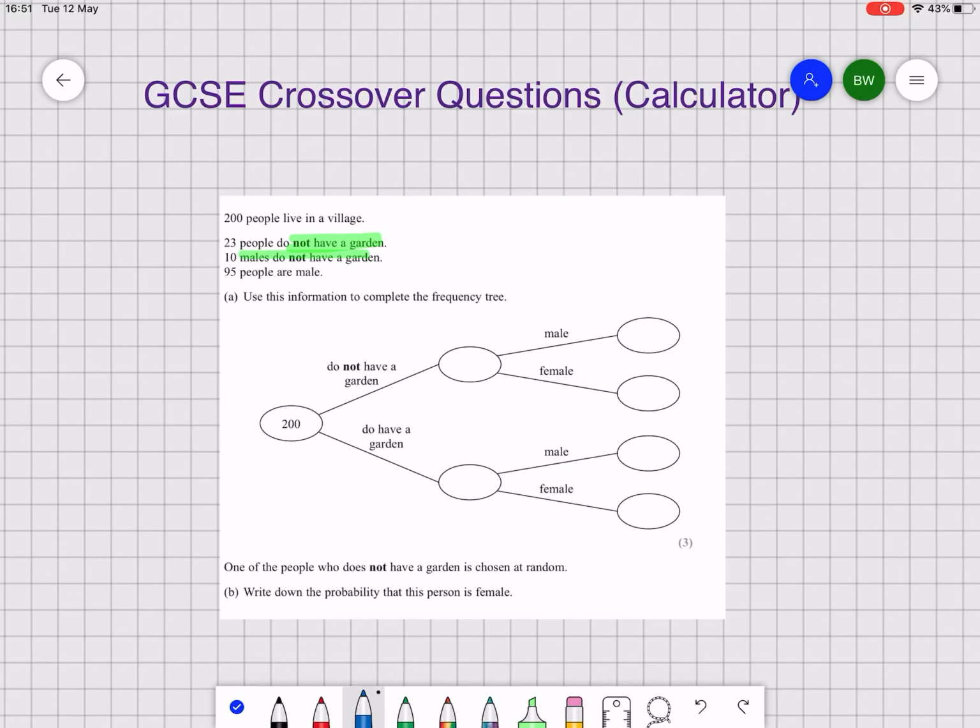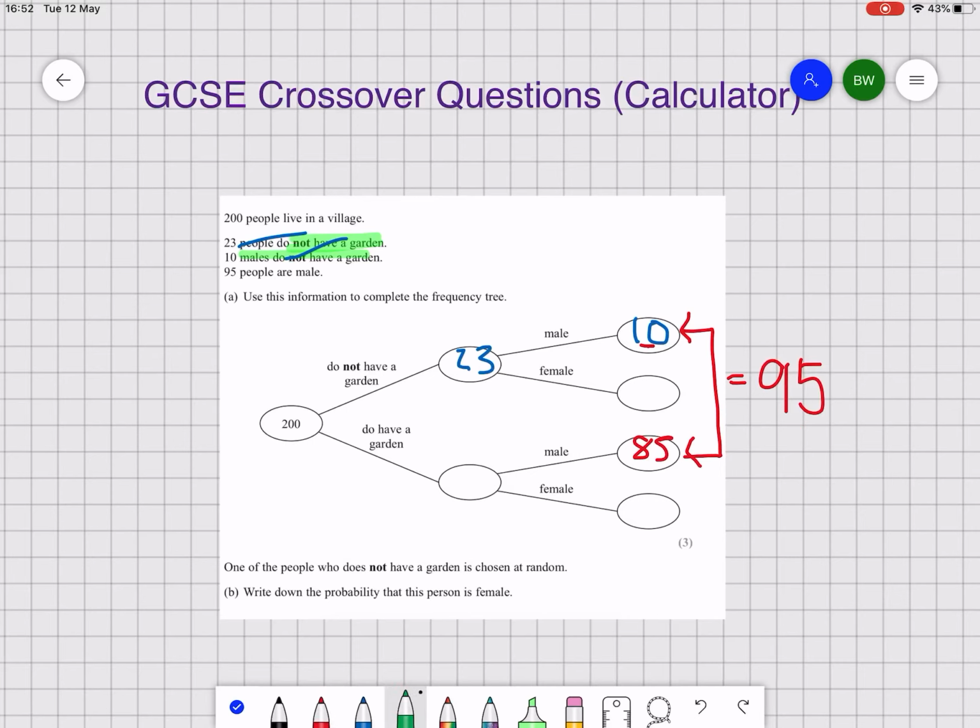So the first thing we can fill in is that 23 people do not have a garden. So I can put that 23 there, just cross that off. 10 males do not have a garden. So of those that don't have a garden, 10 of them are male. And cross that off. 95 people overall are male. Well, actually, I now know that this box add this box are 95 in total. So that's the total of males. If there's 10 in this one, there's got to be 85 in this one.